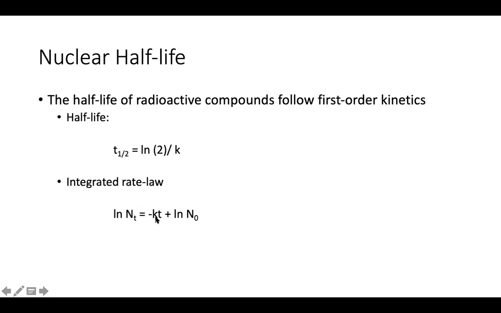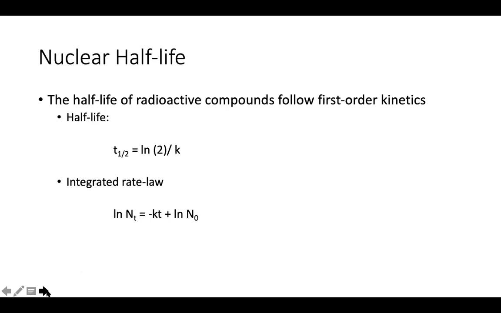Now k is our rate constant in this equation. t represents time. N0 is just the initial amount of the isotope that we have, and N_t is how much of that isotope we have remaining after a certain amount of time t. That's why it's N_t.